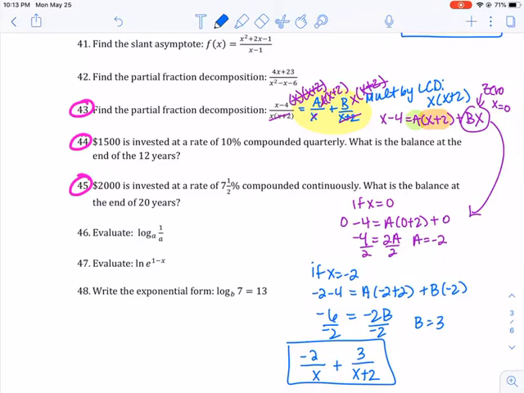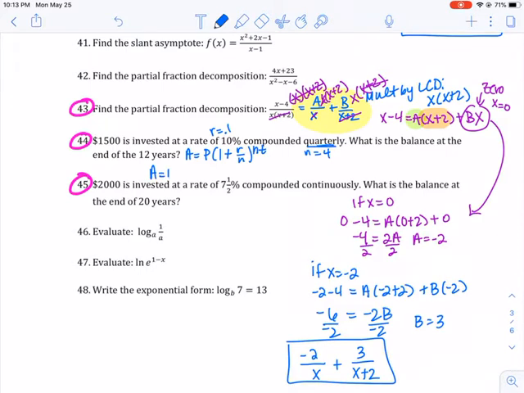All right, so let's take a look at 44 and 45. These are your interest ones. Compounded quarterly is going to be the formula that says A equals P times 1 plus r over n to the nt. Quarterly would mean 4, so 4 is going to be n. The percent, that means our r as a decimal is going to be 0.1. And it says we invested 1,500, which is going to be your principal. So you're just trying to solve for A.